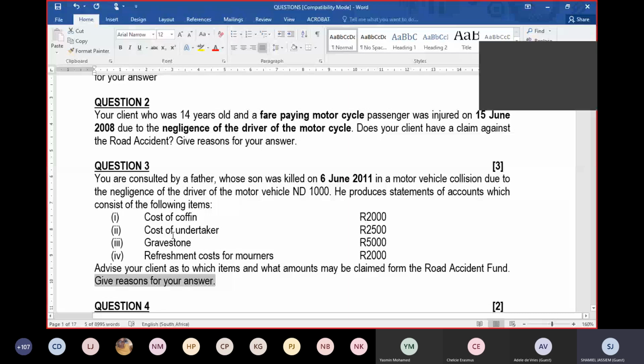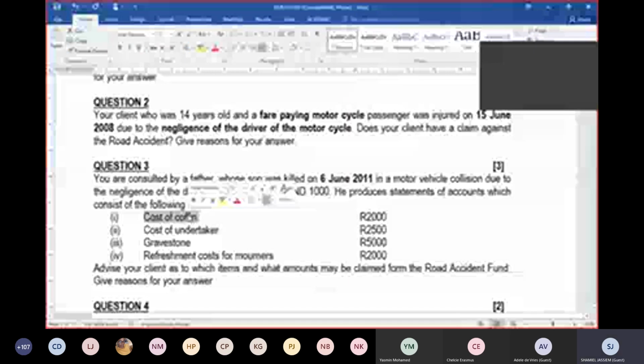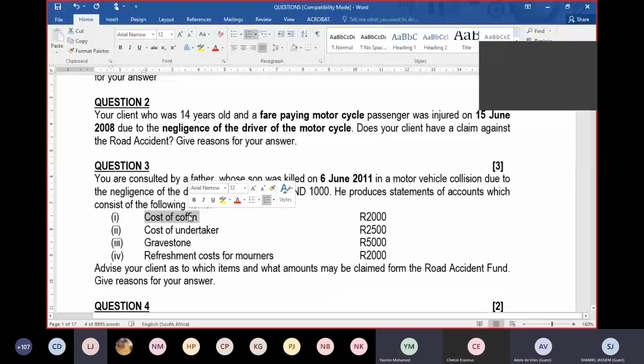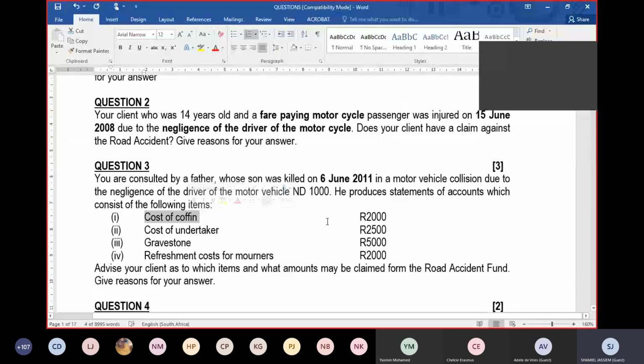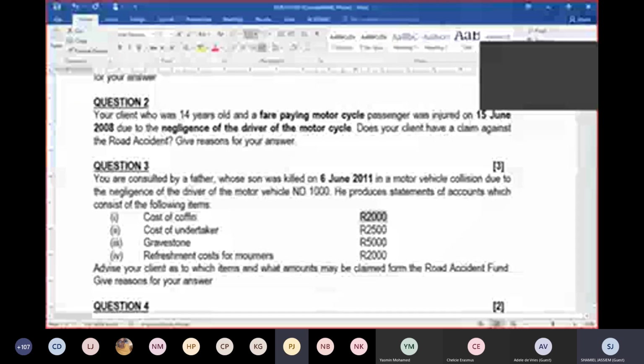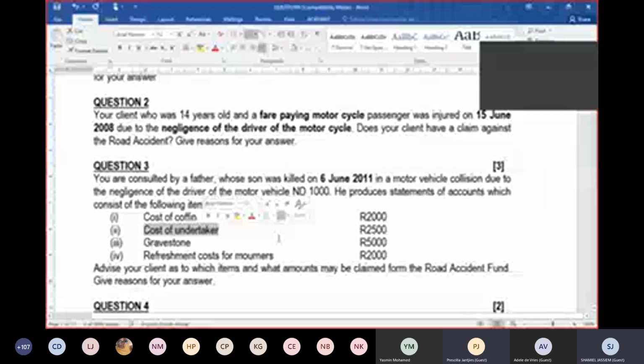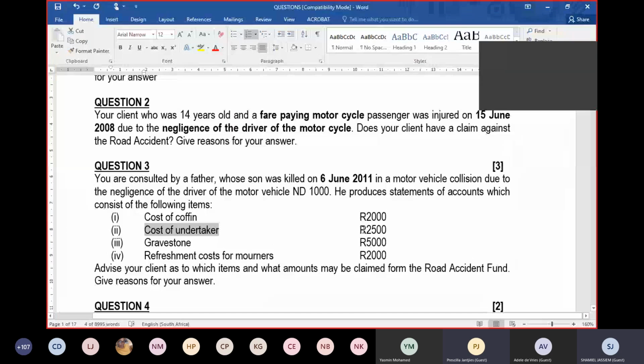Is it necessary for there to be a coffin? Yes. So you will say yes, it is necessary. It was necessary to be a coffin, but remember they want the amount as well. Then you list the amount. So they'll give you half marks. Then you say the RAF will compensate the coffin cost, 2,000 Rand. Is it necessary for there to be an undertaker? Yes. That's another 2,500.